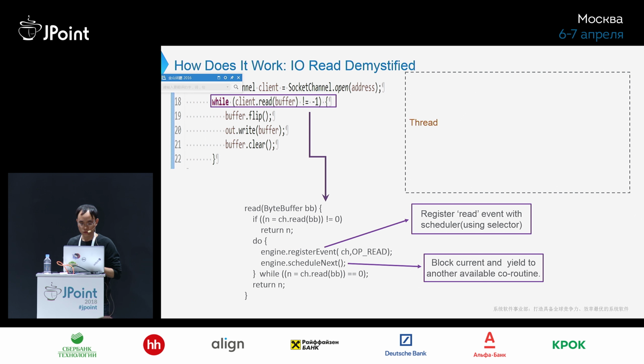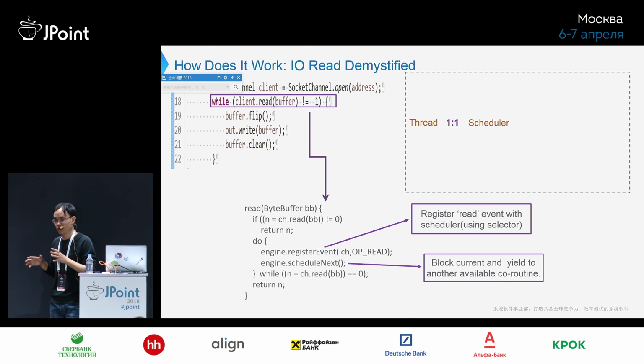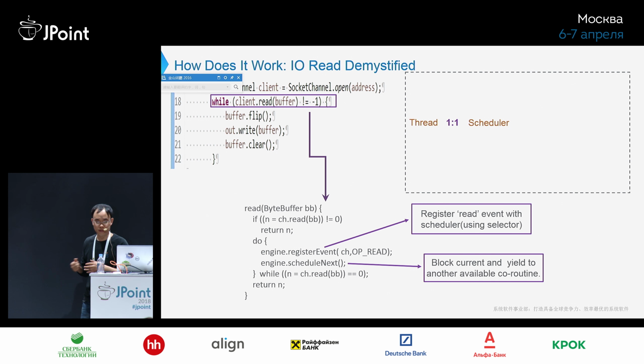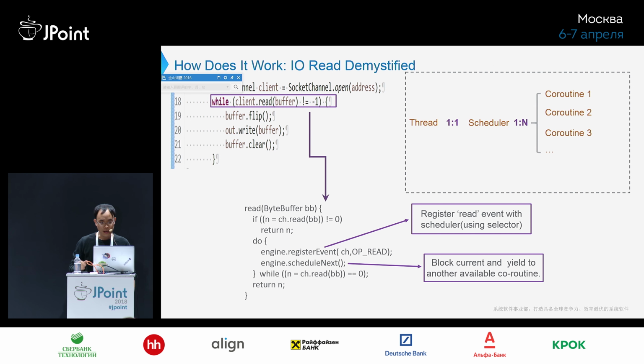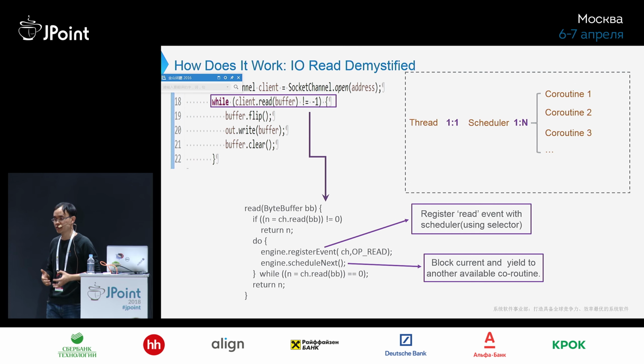In this case, we have a thread, right? Then we create a scheduler for this thread. Thread and our coroutine scheduler have a one-to-one mapping. And then we use the scheduler to manage multiple coroutines for this thread.